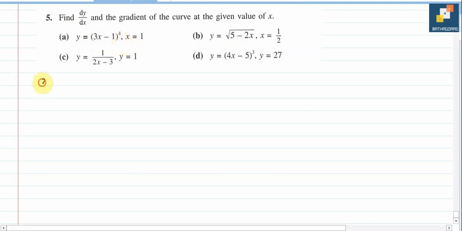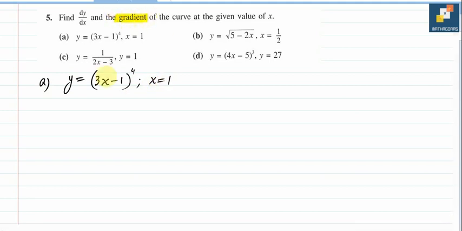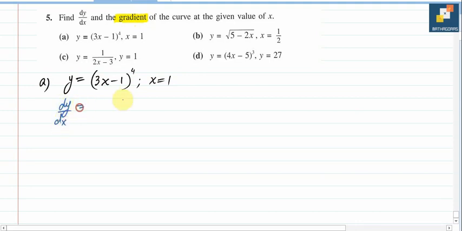So for the first part, the question is y equals (3x - 1) to the power 4, at x equals 1. We need to find the gradient, that means dy by dx. So if we are going to start differentiation, dy by dx equals the derivative of the function. First you need to write down the power, then subtract 1 from the power, so 4 minus 1 leads to 3, and then the derivative of 3x leads to 3.